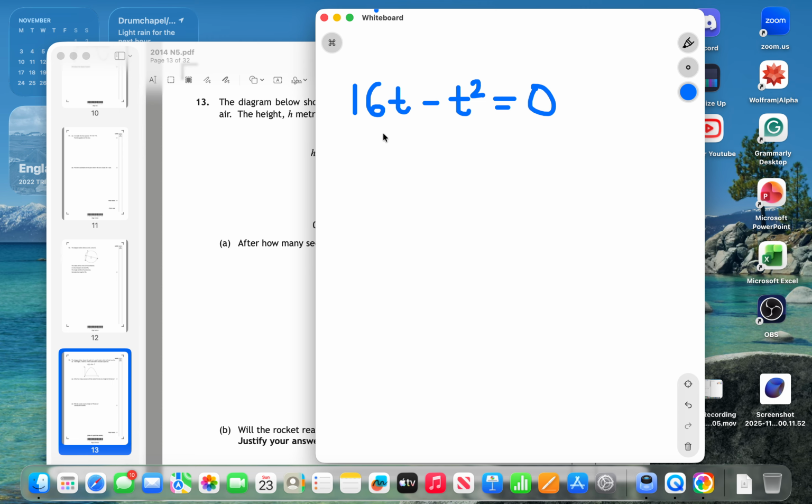Our common factor is the t, and that's going to be t(16 minus t) equals 0. And if we have a look, the solutions are 0 and 16.